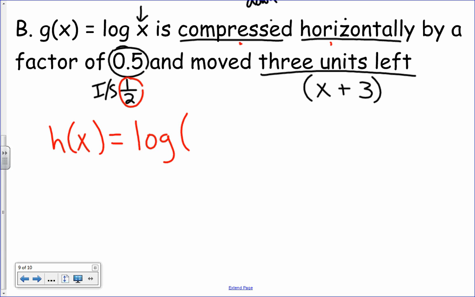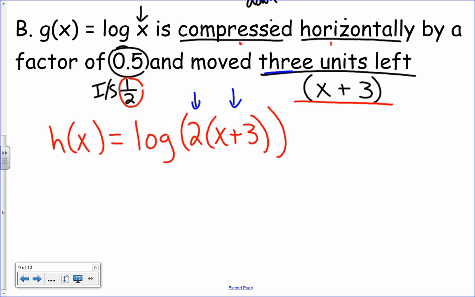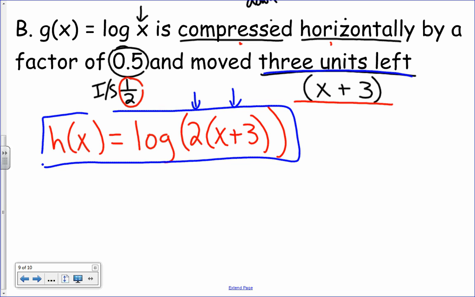Okay? So the 2 multiplied on the inside is going to compress it, but what am I multiplying it by? I can't just multiply it by x on the inside because I've got to go 3 units left. So I have to multiply it by this parentheses. It's making me go 3 units left. So the 2 here is a horizontal compression by 1/2. The x plus 3 is what's moving me 3 units left. And that would be my final function.